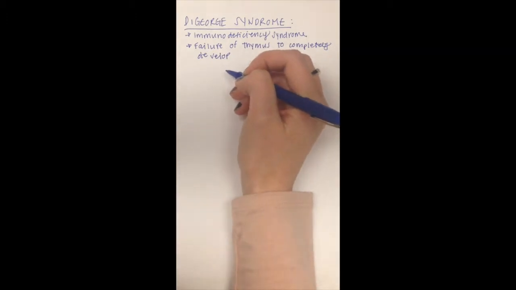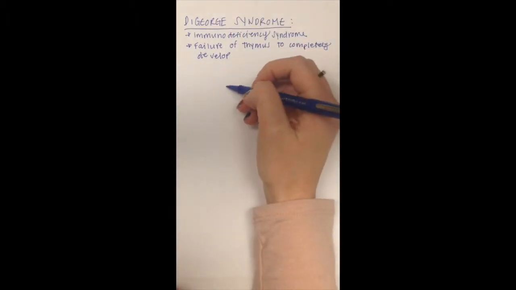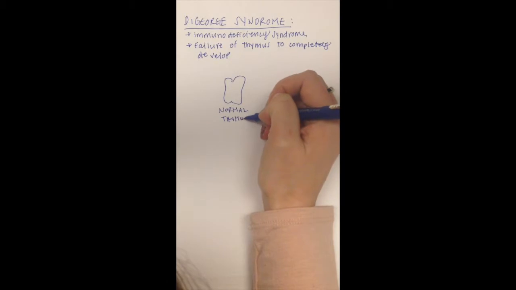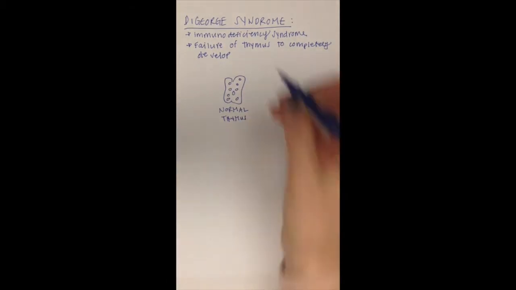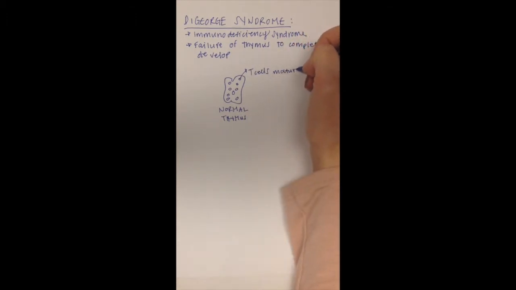Patients with DGS express symptoms of immunodeficiency, hyperparathyroidism, and congenital heart defects, although the degree of DGS varies between patients. As illustrated, this is a drawing of a normal thymus. In a normal thymus, you will have high T cell maturation, which will then proliferate through the body to enact the immune response.